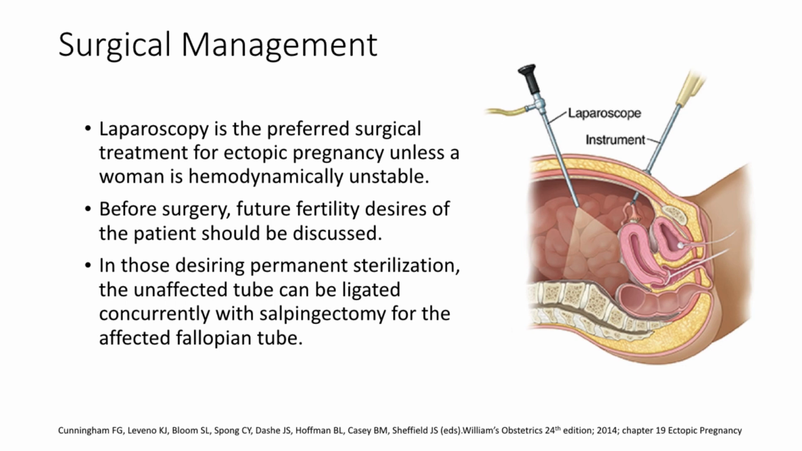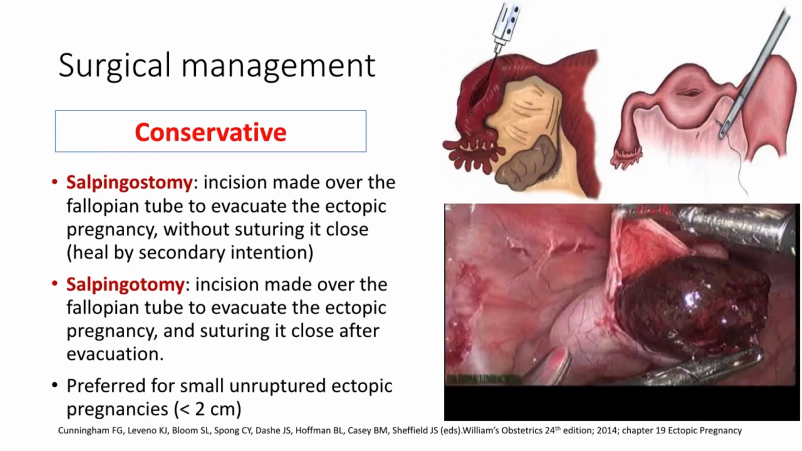Now, for surgical management, laparoscopy is the preferred surgical treatment for ectopic pregnancy unless, of course, the woman is hemodynamically unstable. Before surgery, future fertility desires of the patient should be discussed. And in those desiring permanent sterilization, the unaffected tube can be ligated concurrently with the salpingectomy for the affected fallopian tube. So for surgical management, we have conservative versus a radical surgery.